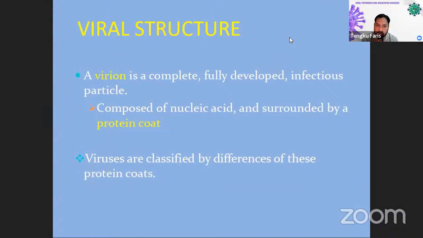All right. So the virus structure: the virion is the complete, fully developed infectious particle, composed of nucleic acid surrounded by a protein coat. The protein coat is the most common structure that functions to coat the virus or the viral component. Okay, but some viruses don't need this protein coat. They can survive on their own.